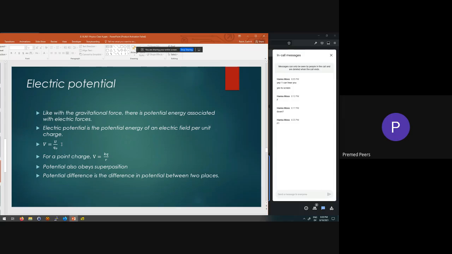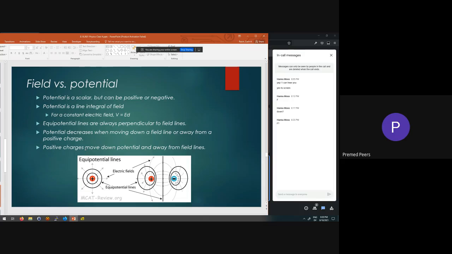But it can be positive or negative because look at this equation, right? R is always positive. This is the distance, but Q can be positive. Charge can be positive or negative. Like I said, from calculus, it comes from the fact that it's a line integral, so it converts a vector field into a scalar. Here's an equation to know. If you were asked to do math with this, this is what you need to know. V equals E times D, if the field is constant.